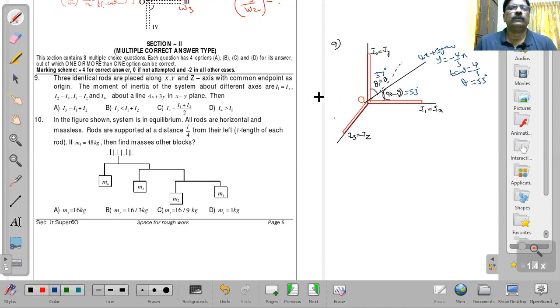Okay. Now then I3 is equal to I1 plus I2. You see I1 and I2. What about I1, I2? About this axis, what is the moment of inertia? Here about I1 axis or about x axis or about y axis, about z axis. Symmetric. That's why I1, I2, I3 both are same now.